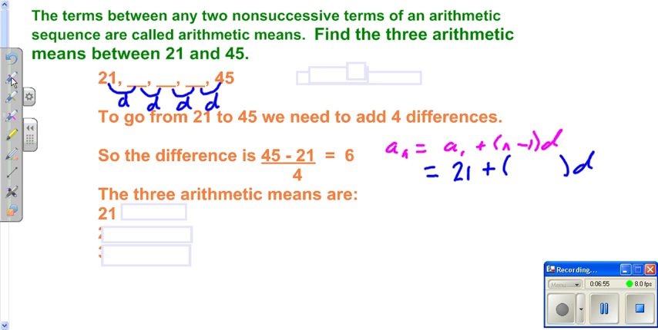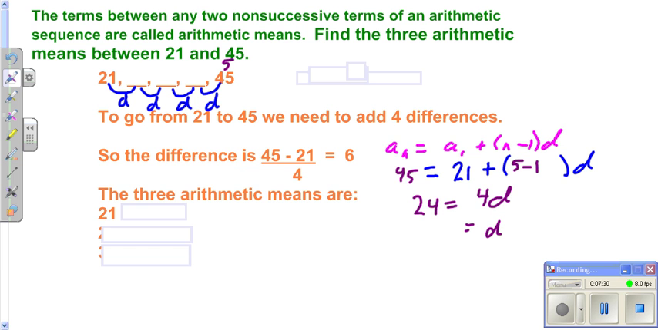Now, our 45 here is in the 5th position because it would be the 5th number. So I'm going to plug in 5 for n. Since I'm putting in n being 5 for the 5th position, I need to put the 5th term here. The 5th term would be that 45. Now we could go ahead and solve this by subtracting 21 from both sides so that we could go ahead and try to find d. And so then you get 24 is equal to 4, because that's what our parentheses simplifies down to, times d. And then we get d to be 6. So whichever way you choose to do it does not make a difference.